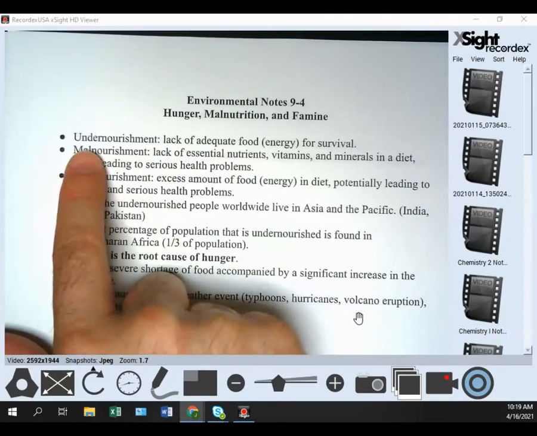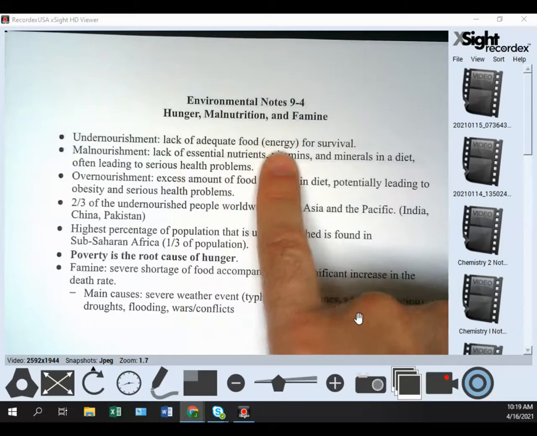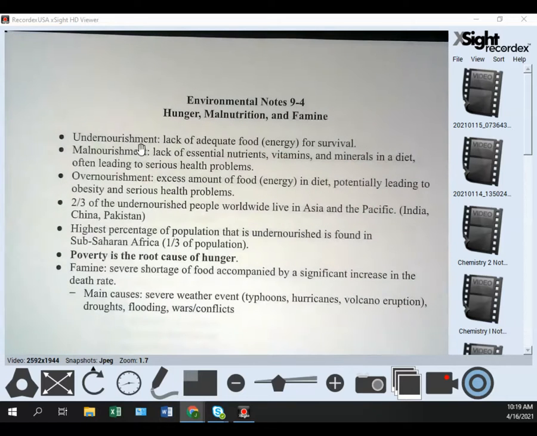So you've got undernourishment, which is a lack of overall food energy for survival. Undernourishment is related to starvation, where somebody is literally not getting enough food to meet their energy needs to survive.